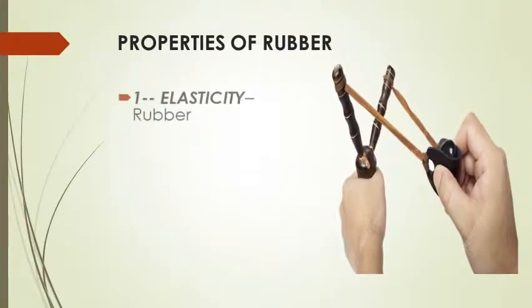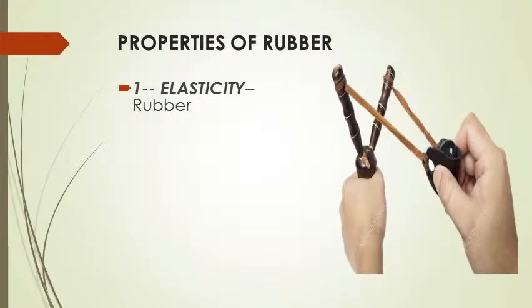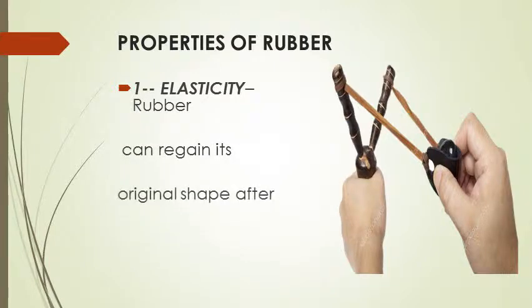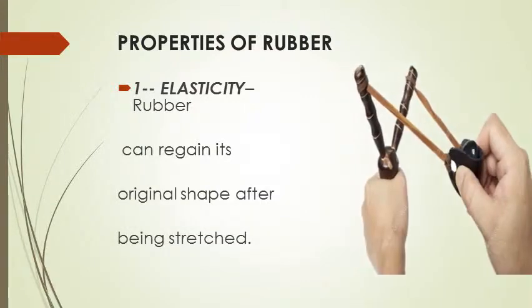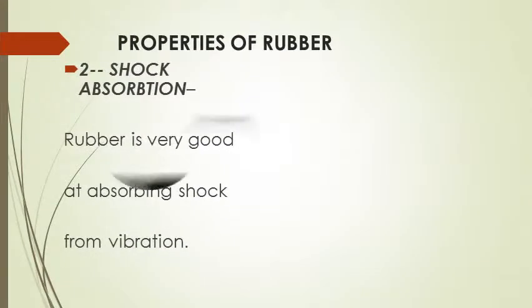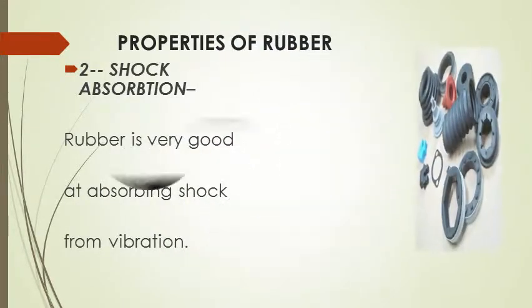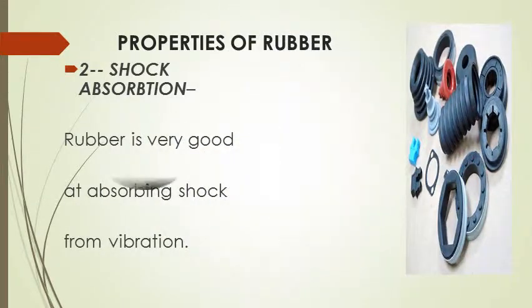Properties of rubber. 1. Elasticity. Rubber can regain its original shape after being stretched. That is elasticity. It can stretch and it can still come back to its original shape. 2. Shock absorption. Rubber is very good at absorbing shock from vibration. That's why we use rubber as tires for our vehicles.